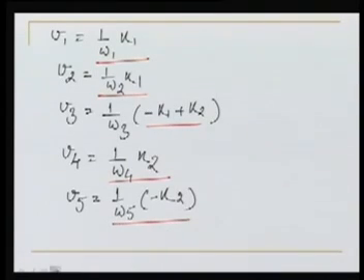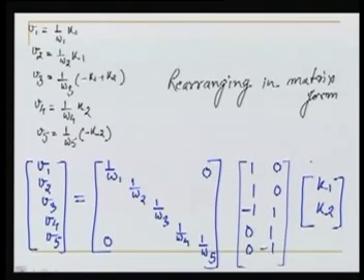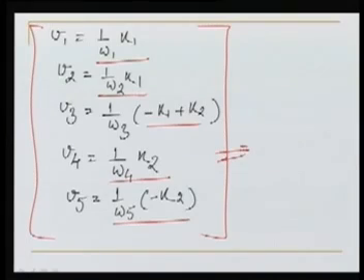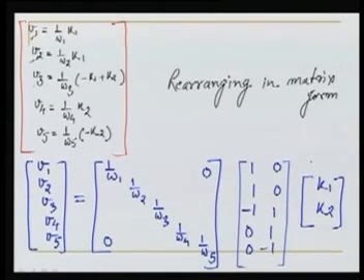Next, we will now be rearranging these terms. The same thing, I am writing now in this slide here. Now, how do we rearrange it? V1, V2, V3, V4, V5 in matrix form, we are writing it here, because all these are equal to K1 by W1. Look at the way I have written over here.